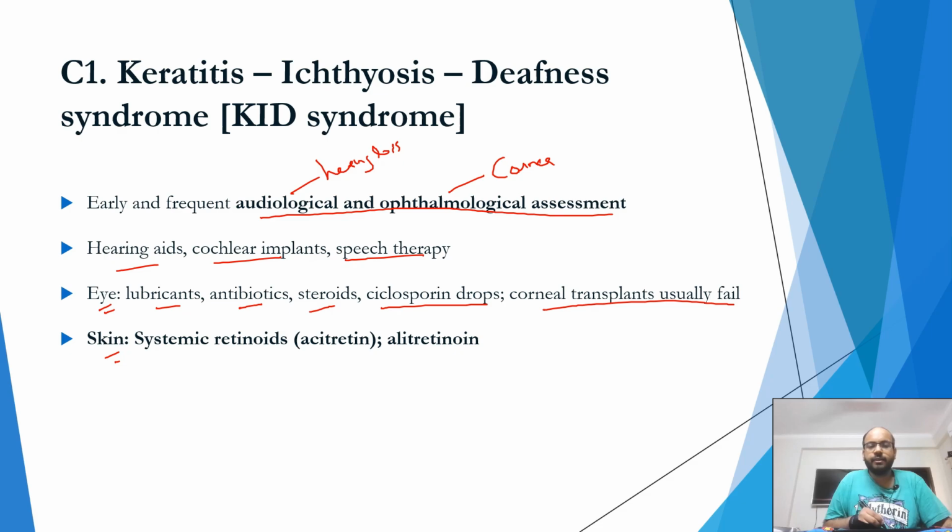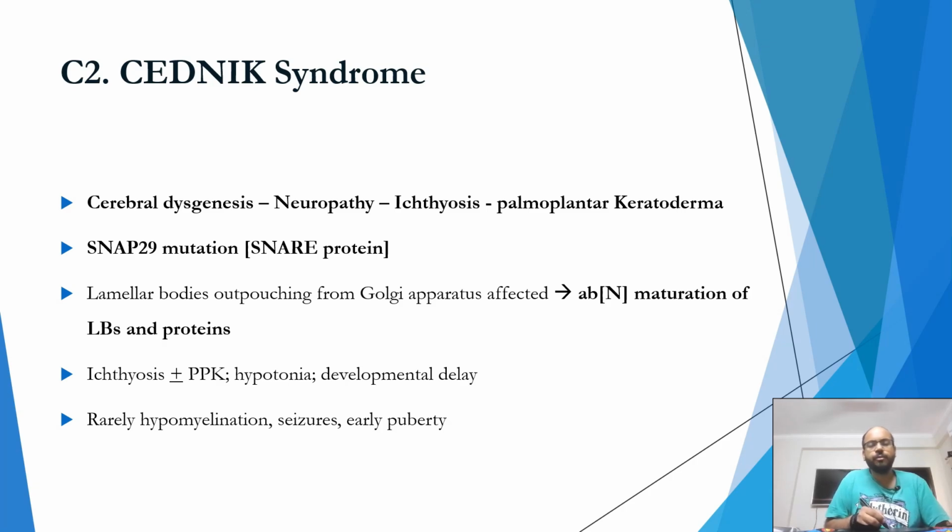In skin, systemic retinoids like acitretin and alitretinoin have shown some modest benefit. So this can be tried for the skin involvement. So we have taken care of the deafness part, the keratitis part, and the ichthyosis part. Clear? So all emollients which are paraffin based, regular cleaning, taking care of recurrent skin infections, and systemic retinoids are the mainstay of treatment. Now, from henceforward, we just have a few syndromes left, and we'll quickly go through them.